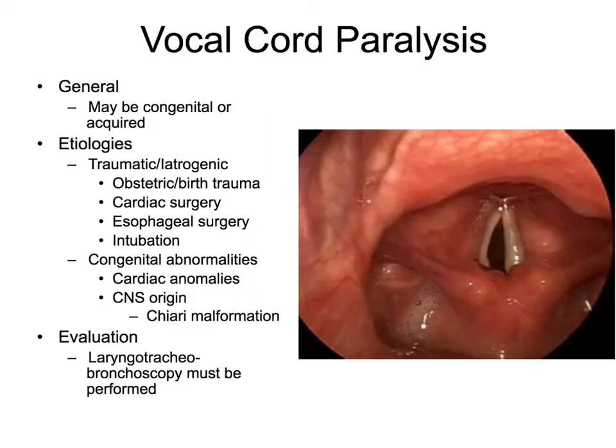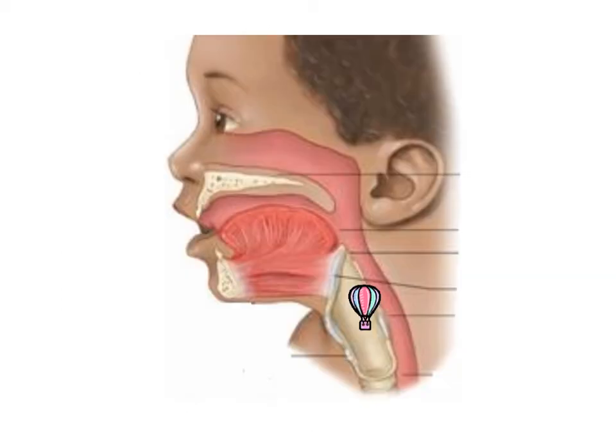Vocal cord paralysis may be congenital or acquired. Etiologies include traumatic or iatrogenic procedures, including birth trauma, cardiac surgery, esophageal surgery, and intubation. Congenital abnormalities include cardiac anomalies and CNS anomalies. Evaluation is usually done through bronchoscopy. Our next stop is the subglottic larynx.